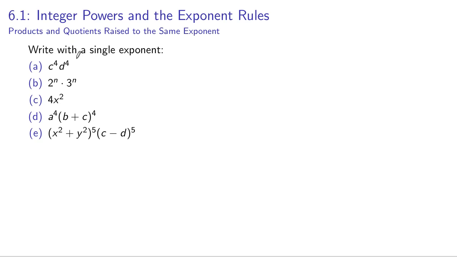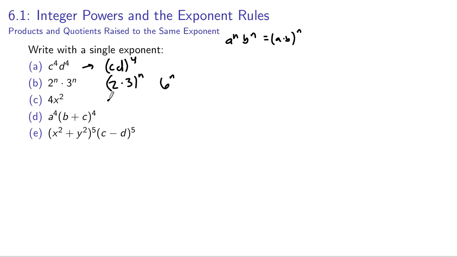Now, applying the rule forwards, write with a single exponent. Here we're going to try to combine using a single exponent, using the rule a to the n times b to the n is equal to a times b, all to the n. So here we have c times d all to the 4th power, and 2 to the n times 3 to the n is 2 times 3 all to the n power, which we could write as 6 to the n.